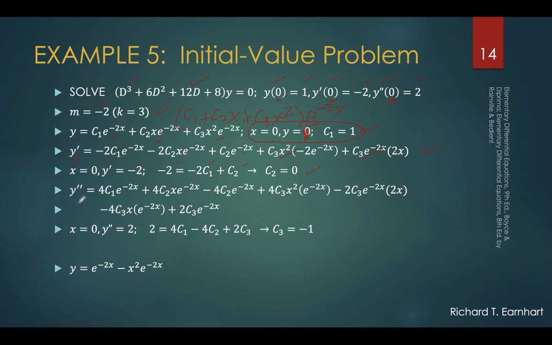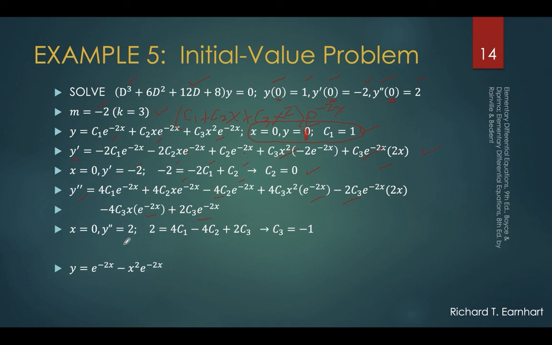Differentiate again. So the derivative of this is 4 c1 e to the negative 2x. Product rule. This one is negative, combined with negative 2 e to the negative 2x. That's why you get negative 4 here. And then the derivative of this by product rule. This is also by product rule. These two terms.